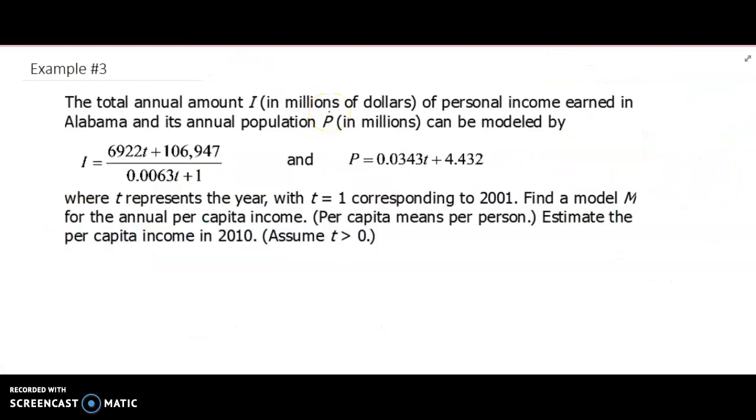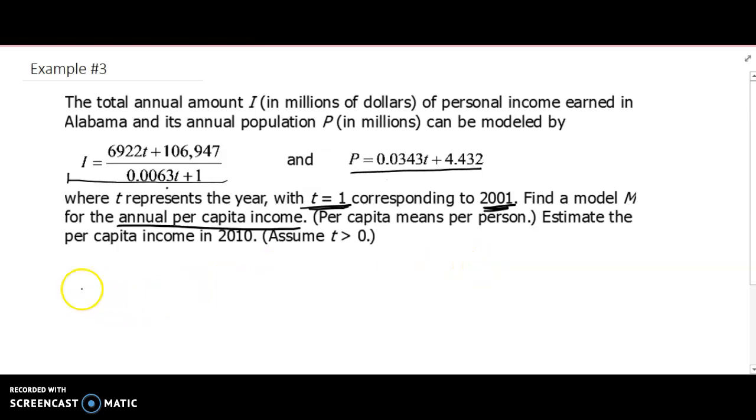All right, let's look at example 3. Okay, so it says the total annual amount in millions of dollars of personal income earned in Alabama and its population can be modeled by, okay, so here's its population and here is the total amount earned. Where T represents the year with T equals 1 representing 2001. Okay, so find a model M for that annual per capita income. So that's income per person, basically.